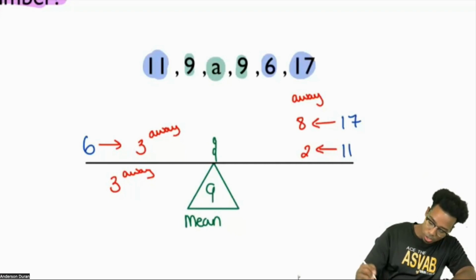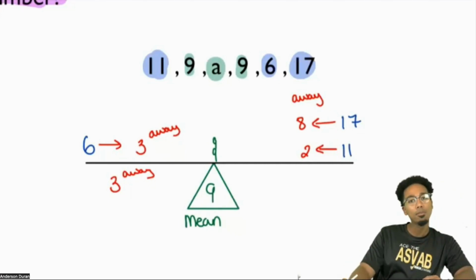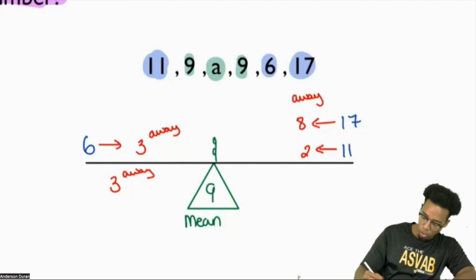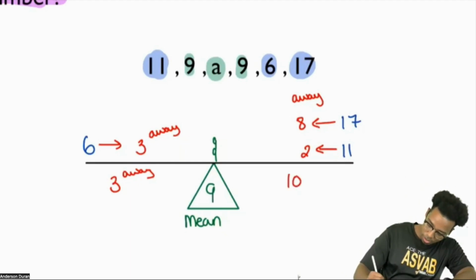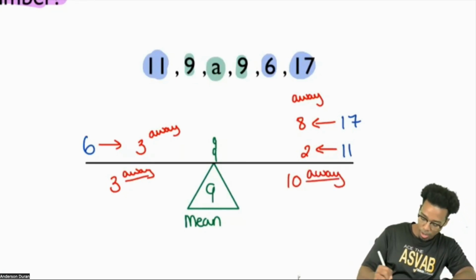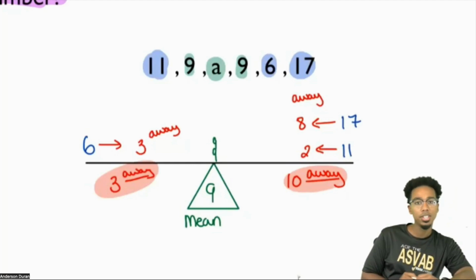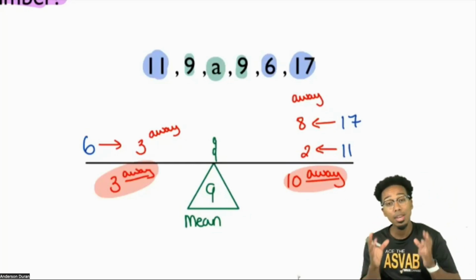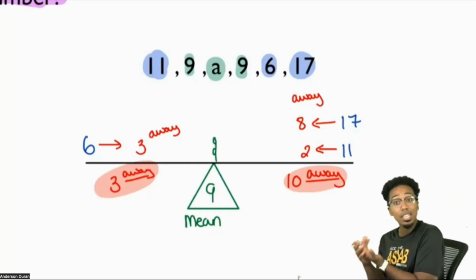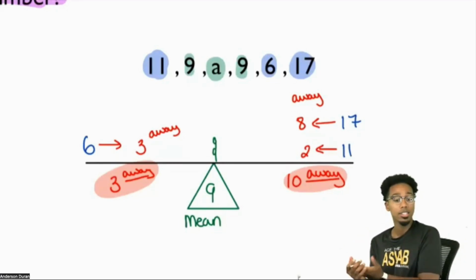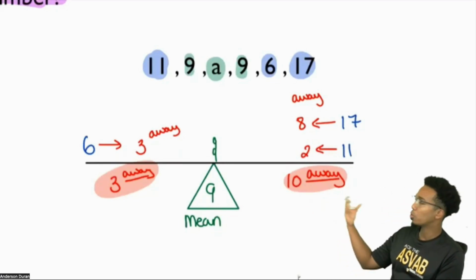That's 8 away. So what's the total amount away, everybody? Yeah, it's 10 away. It's 10 total away. So what we're looking at, everybody, is this. Look, we have 3 away over here. We have 10 away over there. Everybody, if we need to make this balance, which again, we're dealing with mean, we have to make this balance. How much are we missing from which side?